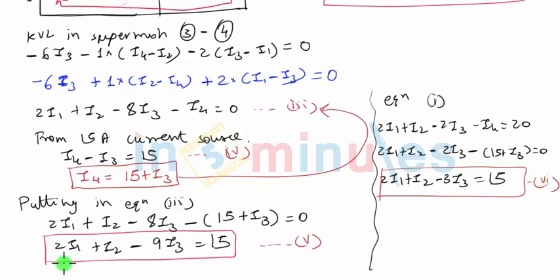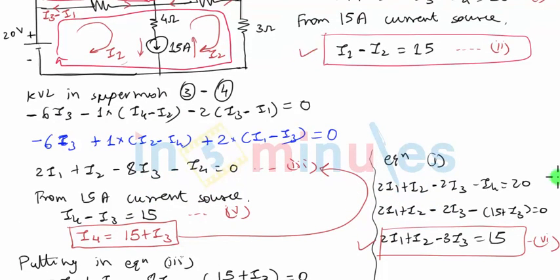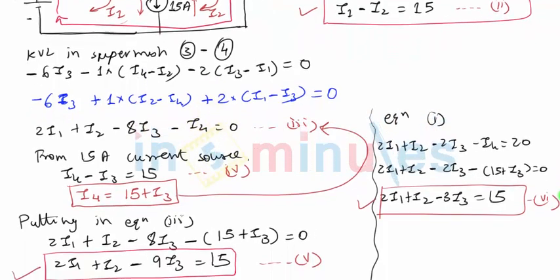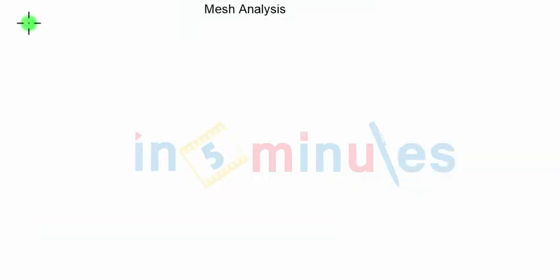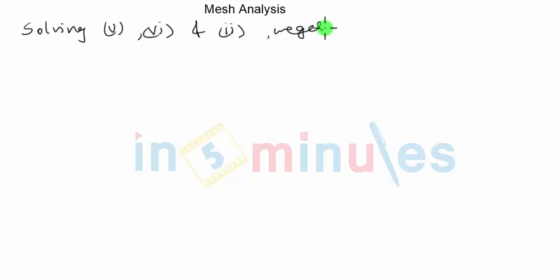Now if you look at equation number 5, equation number 6, and equation number 2, all these three equations are in the form of i1, i2, and i3. Solving equations 5, 6, and 2 we get... we'll solve this in the calculator and let's see what the values are. If I solve this, I'll get the values for i1, i2, and i3.